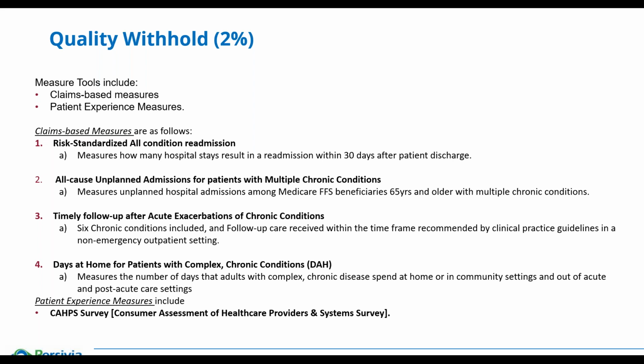How Persivia can help you with this, we have our own quality portal where you can keep track of each of these quality measures. You can see which patient belongs to the numerators, and if you need to take any actions that we need to perform on that. The quality withhold does not just have a 2% impact on the total amount. It also has an additional impact, something we call the high performers pool in the ACO REACH.